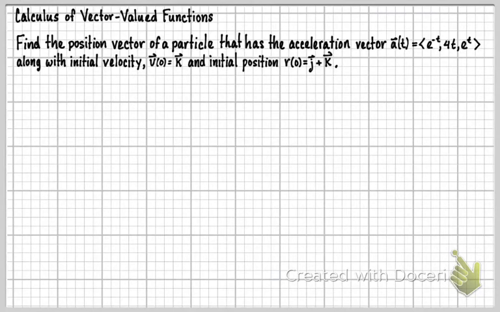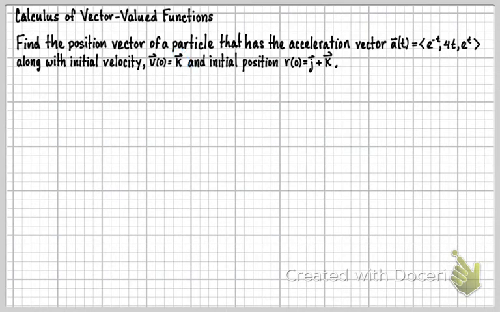Find the position vector of a particle that has the acceleration vector a(t) equaling e to the negative t, 4t, e to the t, along with the initial velocity v naught equaling vector k, and the initial position r naught equaling j plus k.